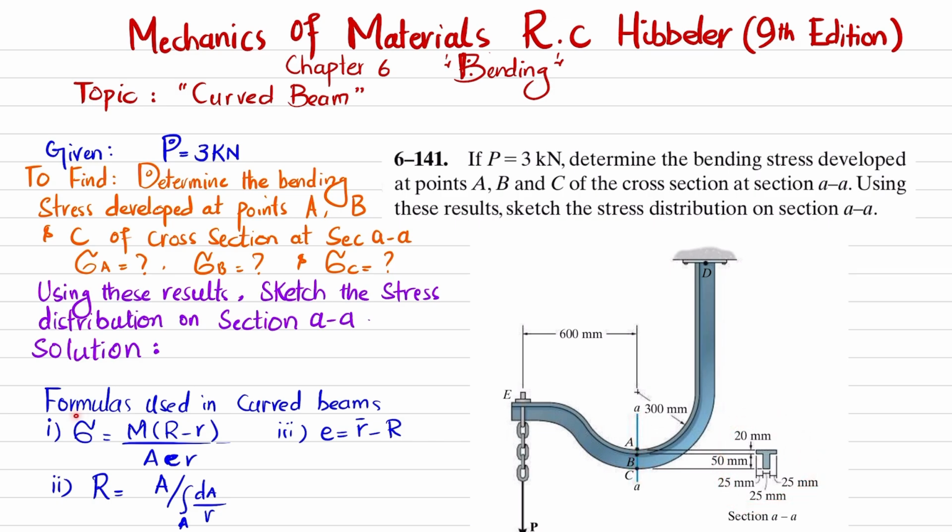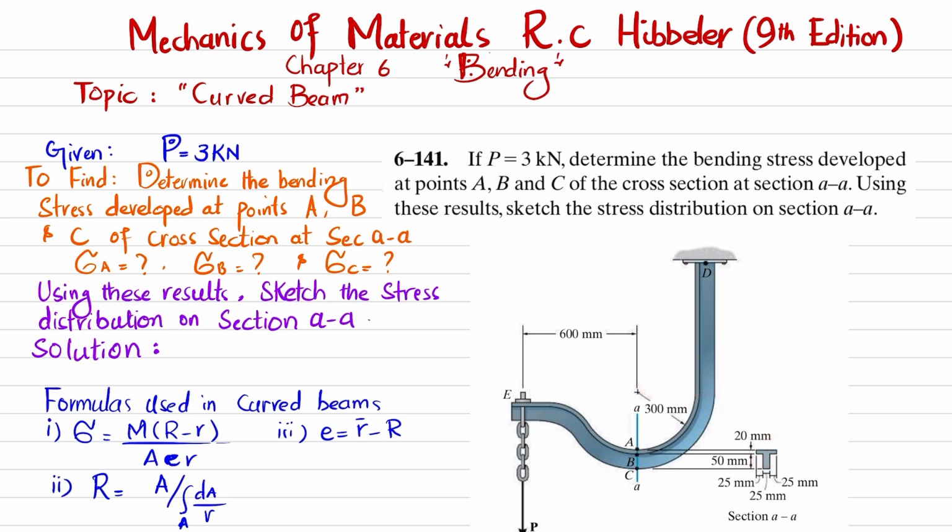The formula that we will use in this curved beam is this one. This is the formula for bending stress, where you have M, which is moment, capital R minus small r. You can see this is a curved beam, so its radius of curvature is given as 300 millimeter. So this is the center of curvature. Capital R is the distance from the center of curvature to the point where the neutral axis lies.